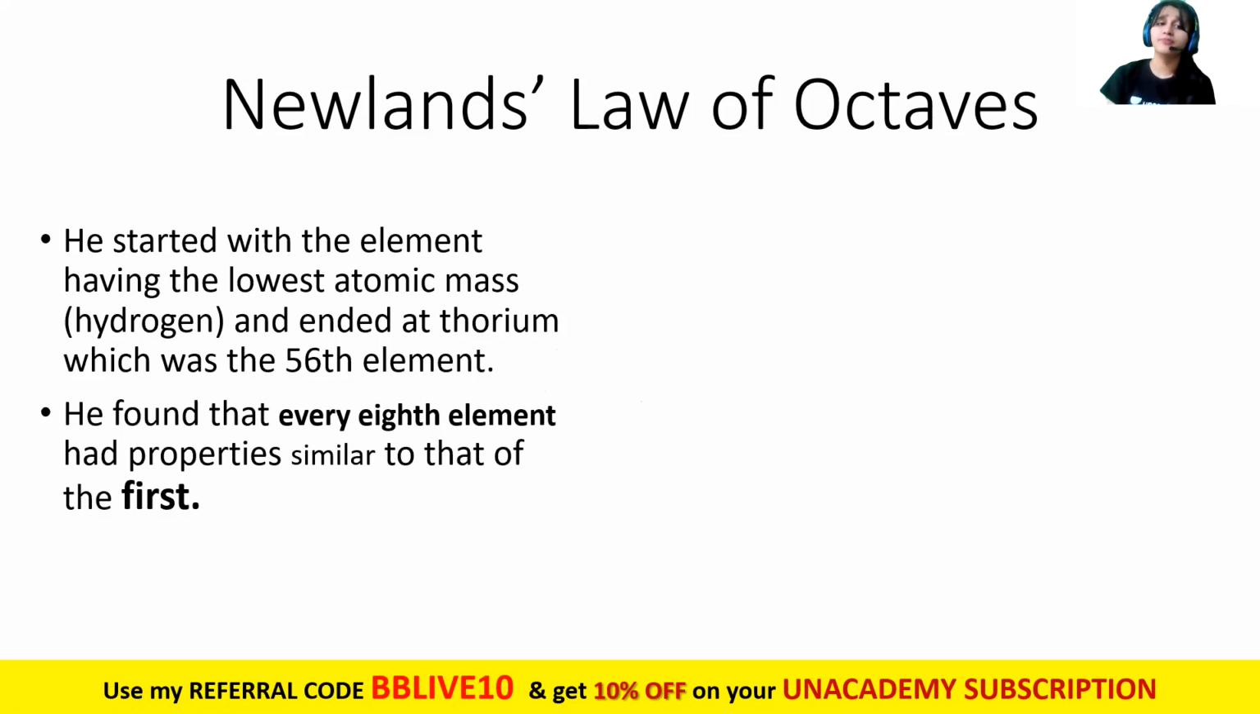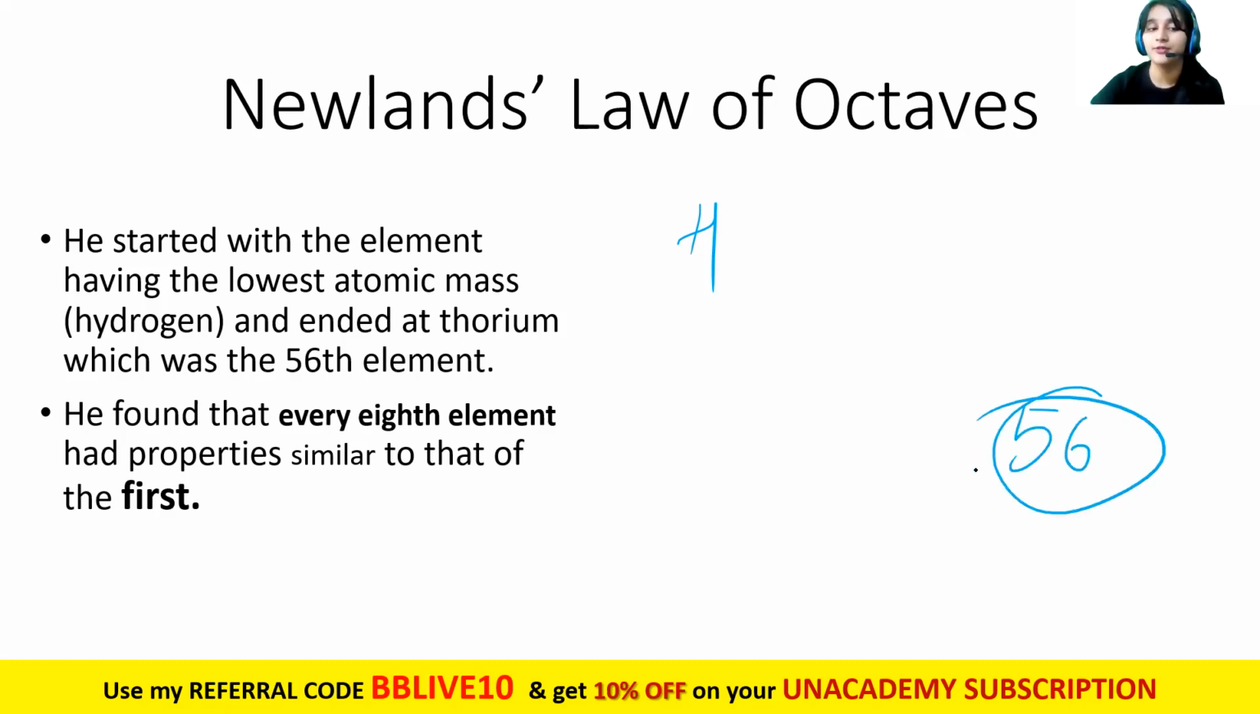So what did he do? He started with the lowest atomic mass, that is hydrogen, and he went up to the highest known atomic mass at that time, because only 56 elements were discovered during that period, to thorium. That was the 56th element. Yes. And what did he find out?